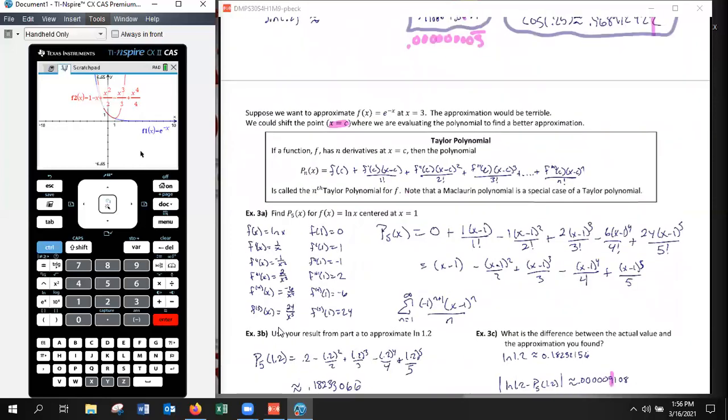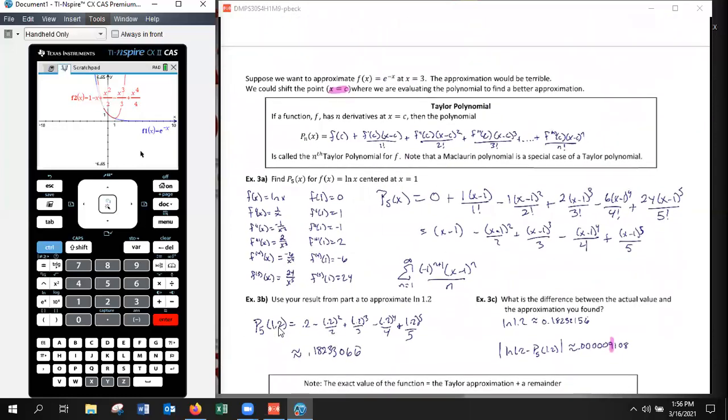So, also on the next page, if we wanted to approximate e to the negative x at x equals 3, we would have a terrible approximation, because if you could see, e to the negative third power is right here, where our Taylor polynomial gave us a value that's way up here. So, a horrible representation.